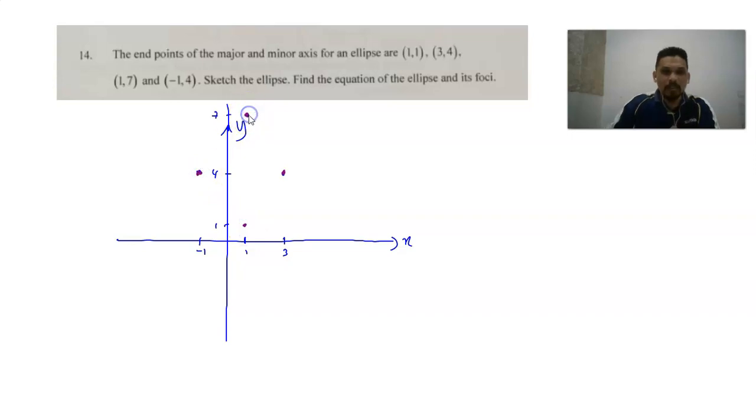Okay, so now between negative 1 and 3, from negative 1 to 1, the distance is 2 units, right? And also from 1 to 3 is also 2. So it means that here, the distance of this is 2 units and 2 units.